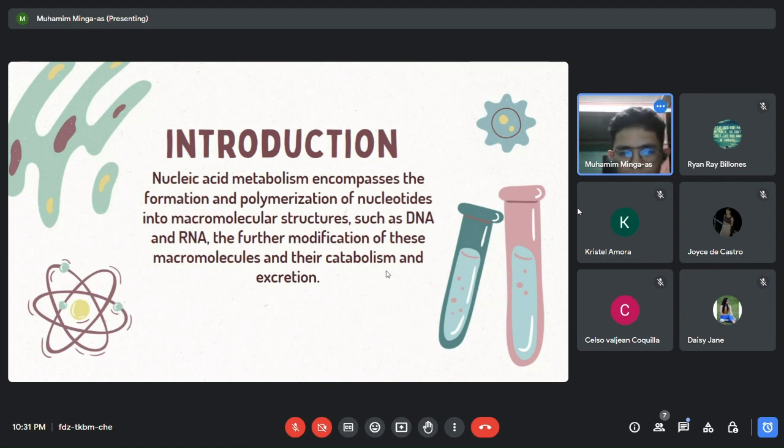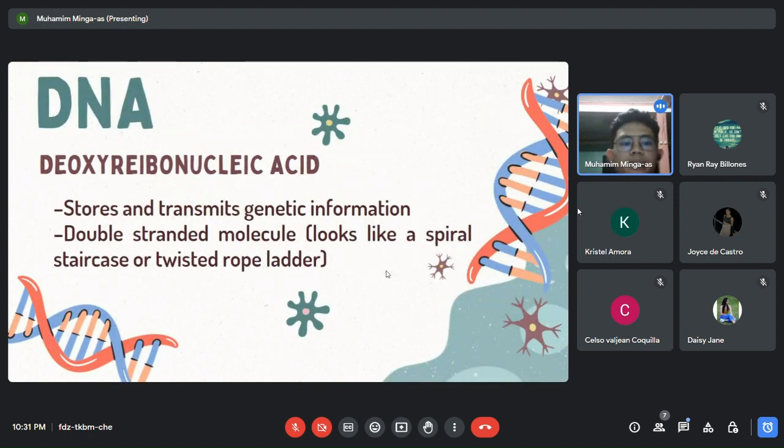I mentioned DNA and RNA. Today we are going to differentiate the two. First, we have DNA. DNA is deoxyribonucleic acid. It stores and transmits genetic information. It is a double-stranded molecule that looks like a spiral staircase or twisted rope ladder, just like what you've seen in that picture below.